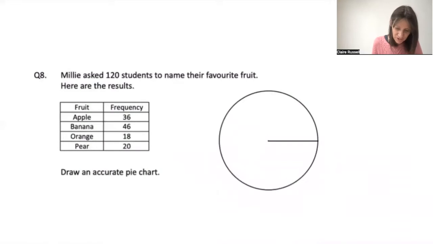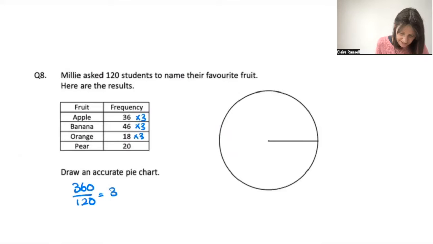Okay, so there's a total of 120. We can see that in the question, or we could add up, but there's no need. So 360 divided by 120 is 3. So that's what we're going to be timesing each one of these by, so that we can find our angle sizes. So we've got 180 degrees, 138, 54, and 60.